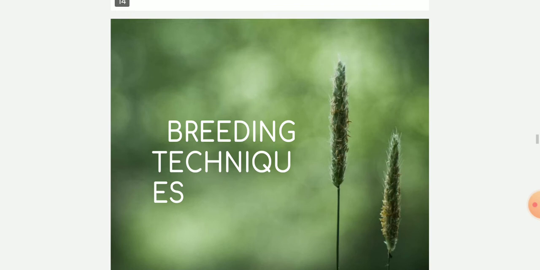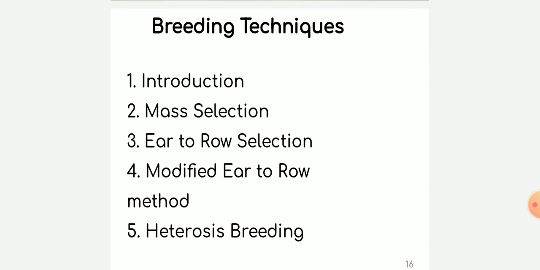Breeding techniques. The breeding methods or breeding techniques include different breeding methods: introduction, mass selection, ear to row selection, modified ear to row method, and heterosis breeding. Guys, out of these, the ear to row method or modified ear to row method is a particular design used for the maize crop.